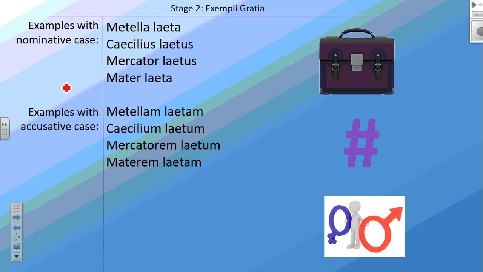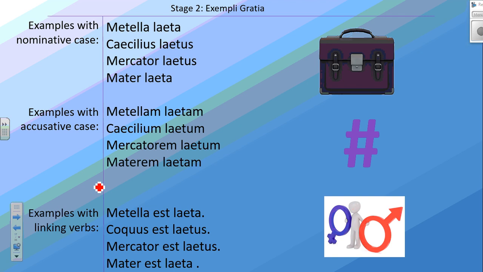Same thing in the accusative case. When you have a first or second declension noun, Metellam laetam, Caecilium laetum, the endings are going to look exactly the same. When you have a third declension noun working with a first or second declension adjective, or 2-1-2 adjective as we call them, they're going to look different. Mercatorem laetum, accusative, masculine, singular. Matrem laetam, accusative, feminine, singular, right?